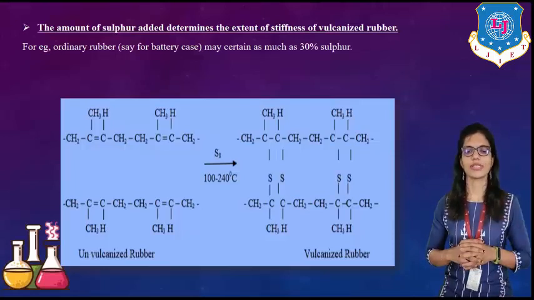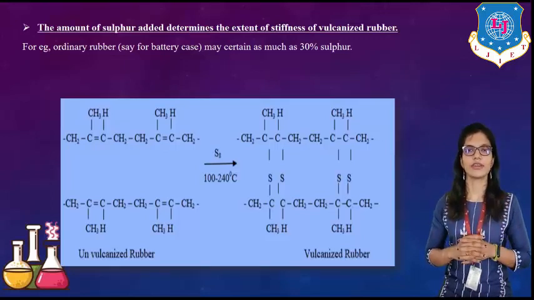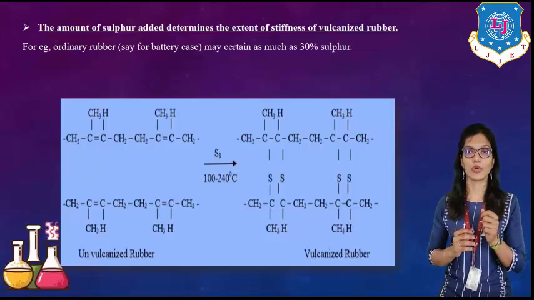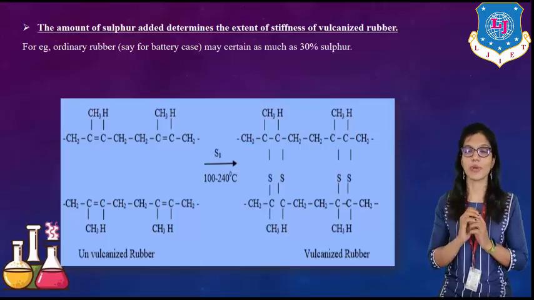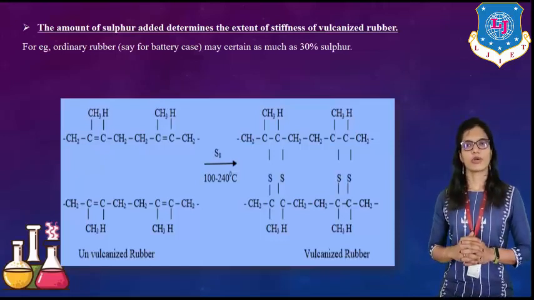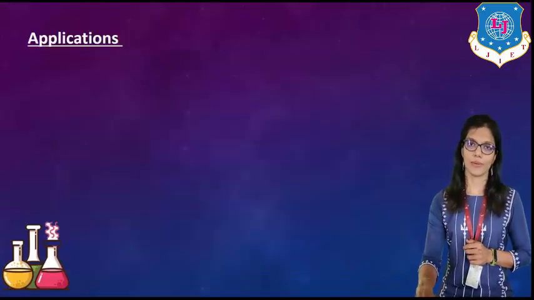Here in the image, as you can see, we have unvulcanized rubber. The two chains can be observed. We heat it at 100 to 240 degrees Celsius with sulfur. S8 is used here. As you can see in the image of the vulcanized rubber, the double bond is broken down, and there the sulfur is linked. That sulfur creates a cross-linked structure of the vulcanized rubber. Such a cross-linked structure gives much better properties.